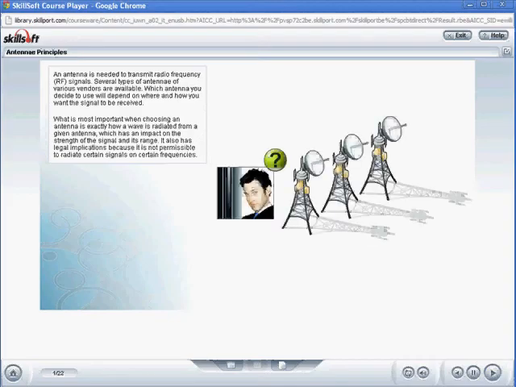An antenna is needed to transmit radio frequency, RF, signals. Several types of antennae from various vendors are available. Which antenna you decide to use will depend on where and how you want the signal to be received.